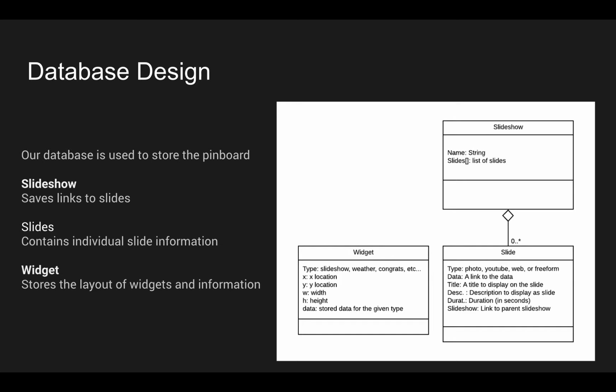Our database design is pretty simple. We used three main collections. The widgets collection contains information about the type of the widget, such as the slideshow, weather, congratulations, announcements, etc., the location and position of the widget inside the pinboard, and any data that the widget requires. The slideshow and slide databases contain a special type of widget, which would show a different type of slides, such as photo, YouTube, web, or freeform slides, that are continuously looping inside a widget area.